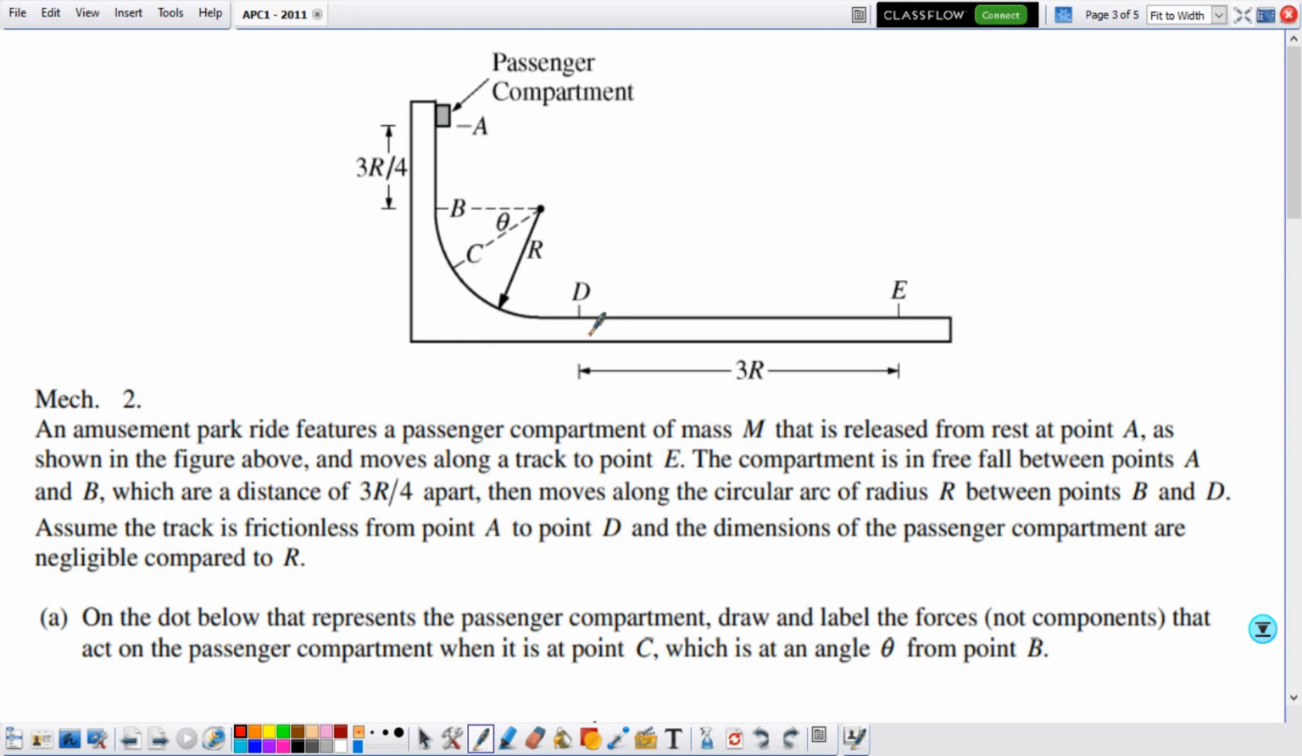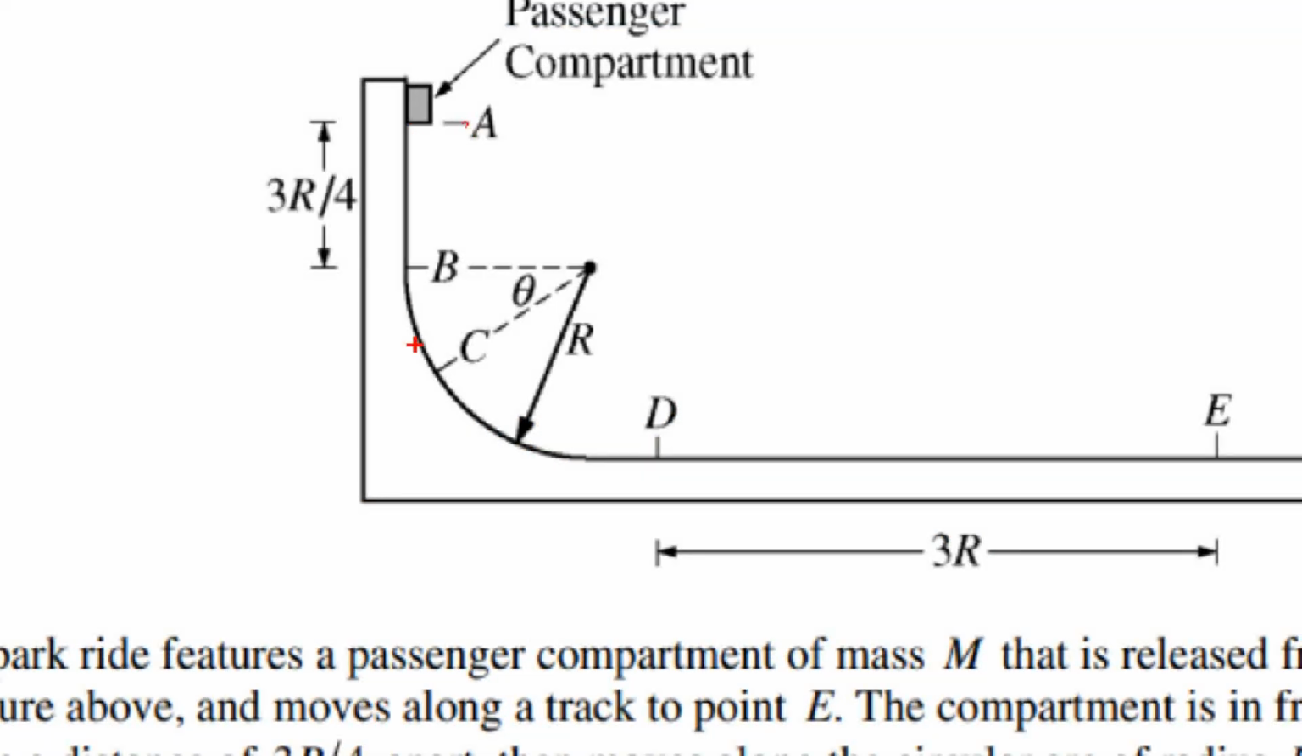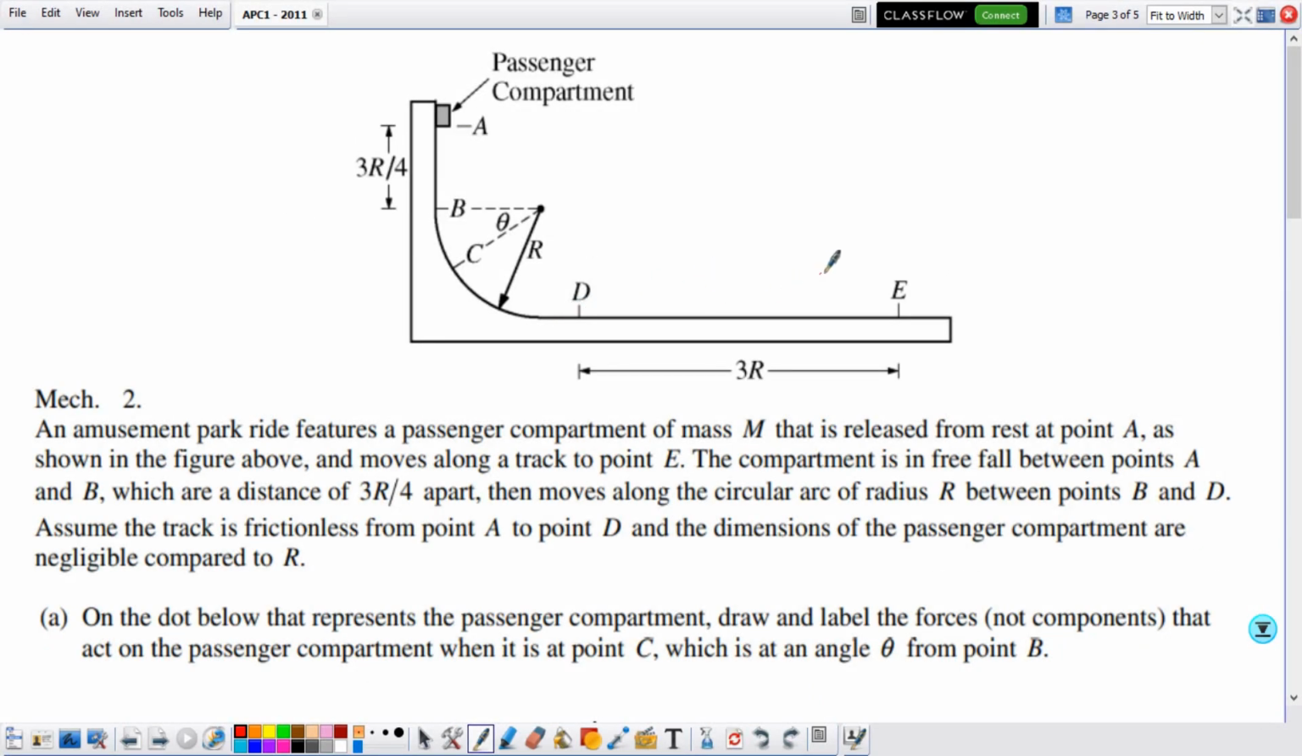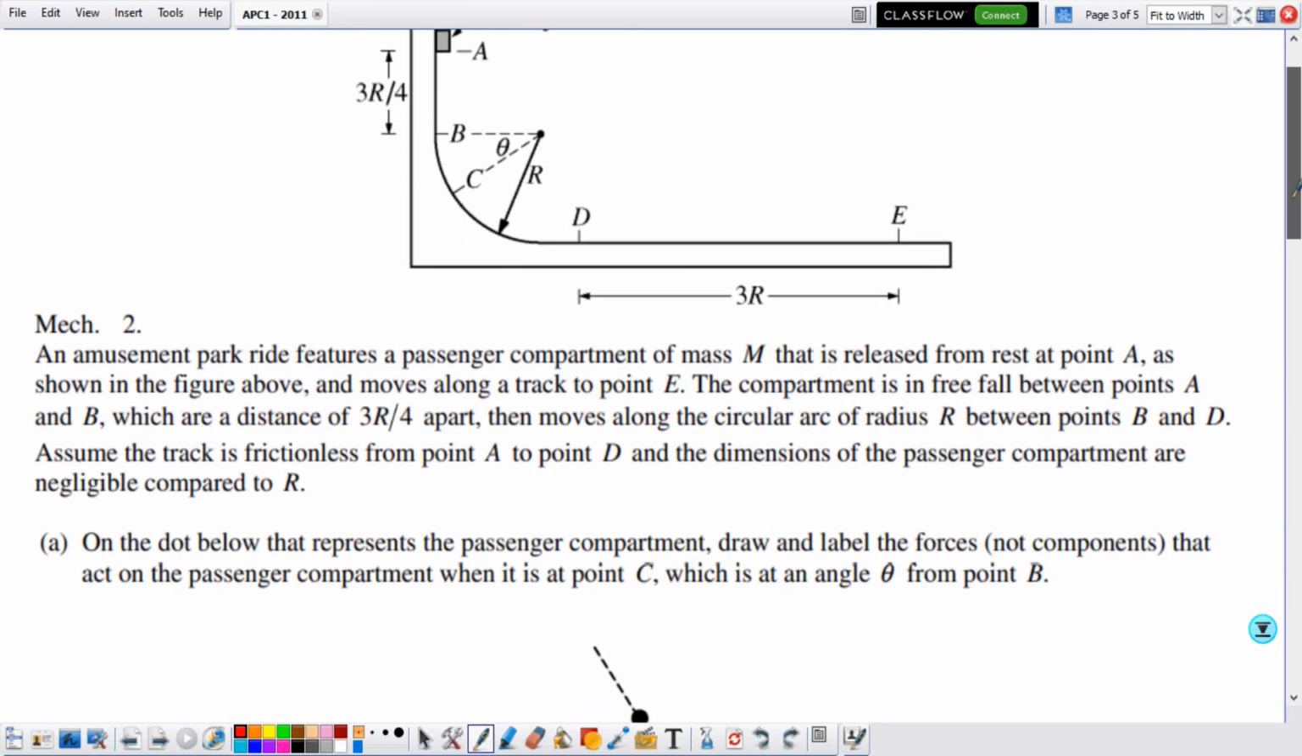track to point E. The compartment is in free fall between points A and B, which are a distance of 3r/4 apart, then moves along the circular arc of radius r, points B and D. Assume the track is frictionless from point A to point D, and the dimensions of the passenger compartment are negligible compared to R. So basically from A to D we don't have friction, so at any position between A and D we can apply the conservation of energy.